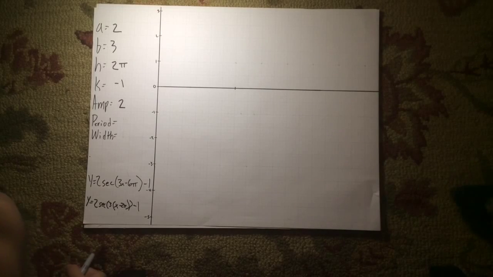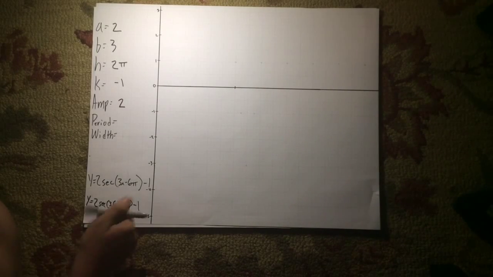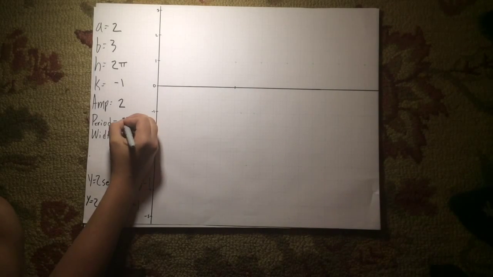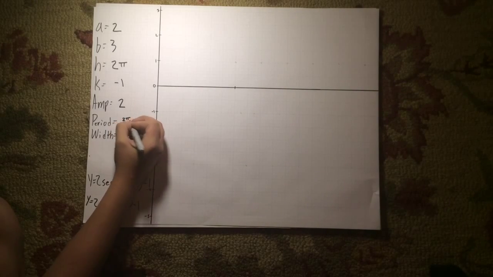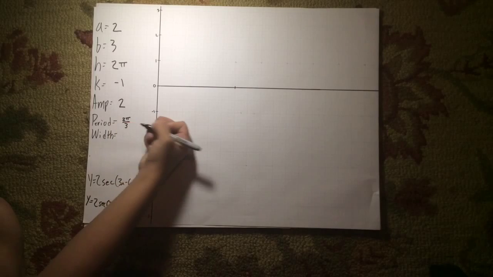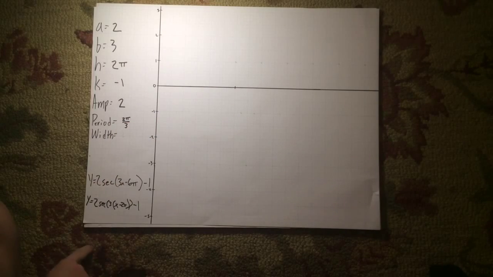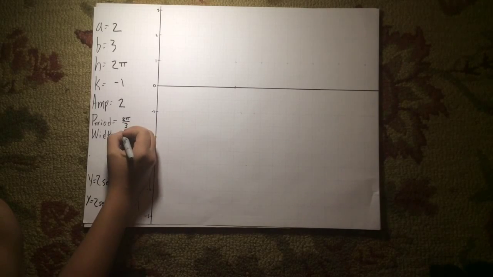The period is 2 pi over the absolute value of b, which in this instance is 2 pi over 3. The width is the period over 4, which in this instance is pi over 6.